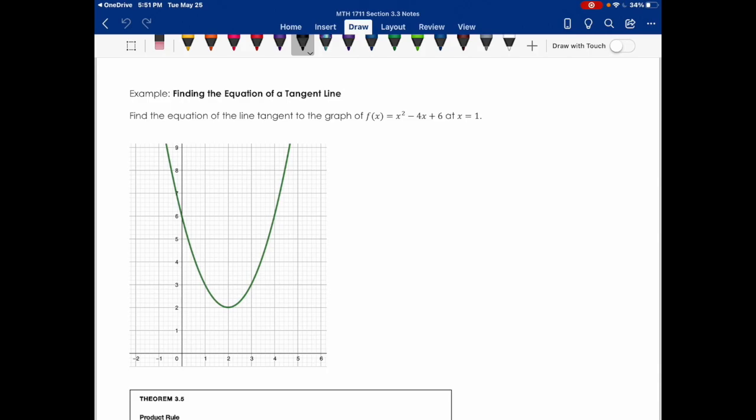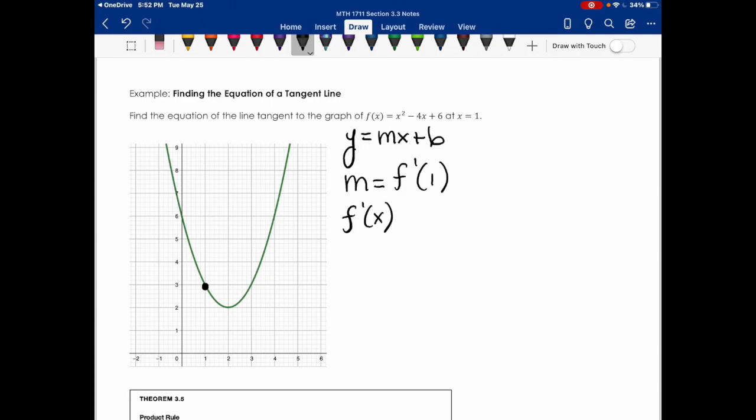So we need to find the equation of the tangent line to the graph of f of x is equal to x squared minus 4x plus 6, and we want to find the tangent line at x equals 1. So we're looking for that point right there, whatever that tangent line is for that point. So we want to find an equation in this form. I know that the m of the tangent line is going to be the derivative at that point. So I'm going to find the derivative at 1.